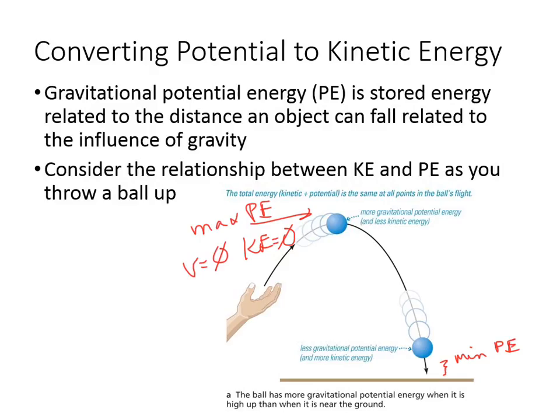But it's going its fastest. We talked about acceleration due to gravity. So since it's going its fastest, that means it has maximum kinetic energy. So actually, potential energy was converted to kinetic energy.